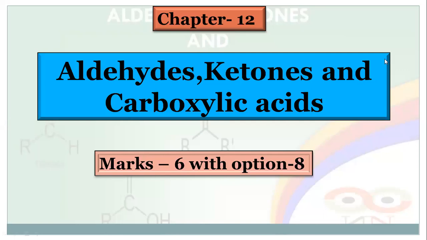So this is chapter number 12. Today we are going to start aldehydes, ketones and carboxylic acids. It has 8 marks weightage. It is one of the most important chapters in organic chemistry, with the biggest weightage of marks. Marks are actually 6, but with the option it has 8 marks. Out of 98 it has 8 marks, and out of 70 it has 6 marks.